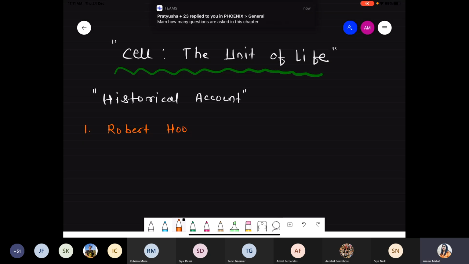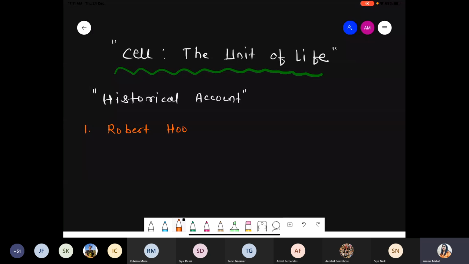This chapter gives 2 to 3 questions. Pratyusha, cell chapter 2 to 3 questions. If I am talking about the entire cell unit of life, the cell cycle and cell division, totally 5 to 6 questions. So once I start the cell, I will finish cell cycle and cell division also, because both are overlapping, connected with each other. So total 6 questions from both chapters. So look, 6 into 4, it's a major chapter.